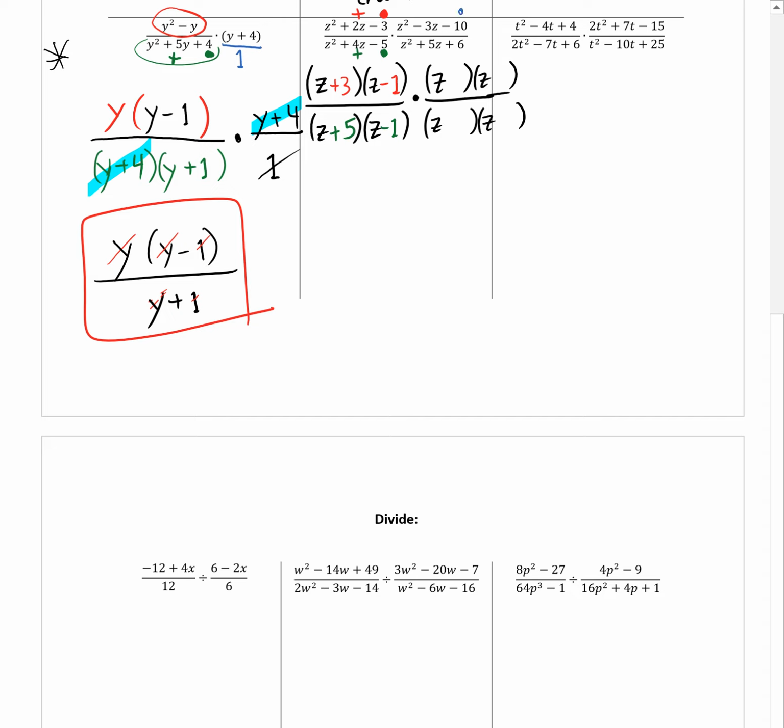And if I look at the numerator of the next one, I want to see what multiplies to negative 10 but adds up to negative 3. That would be negative 5 and positive 2.